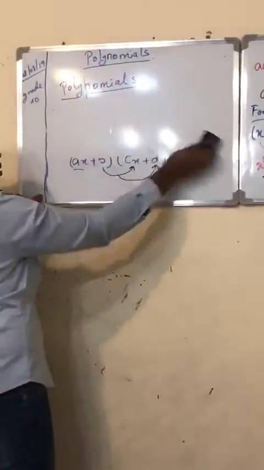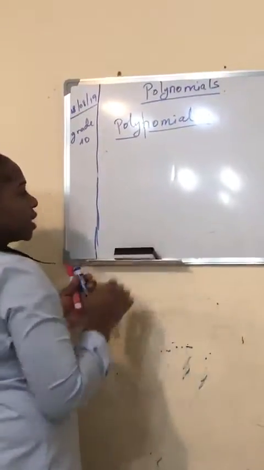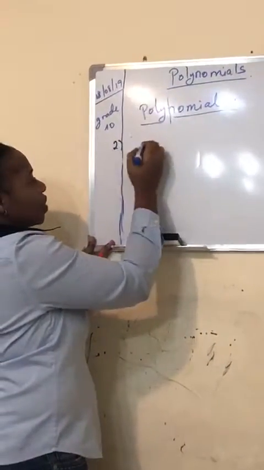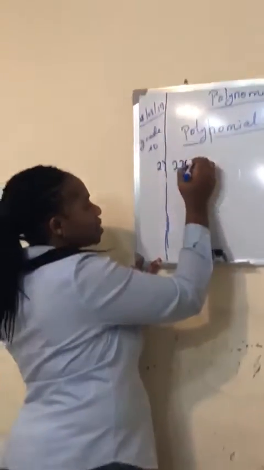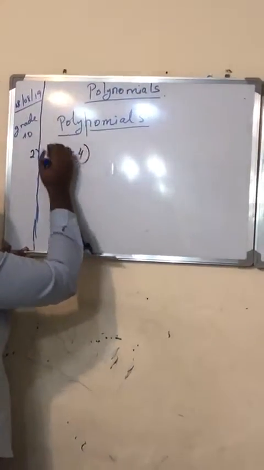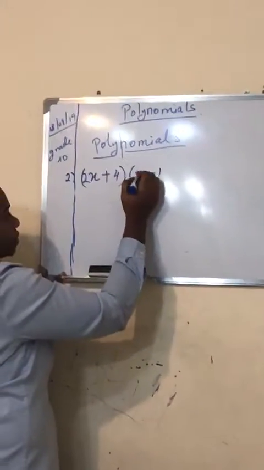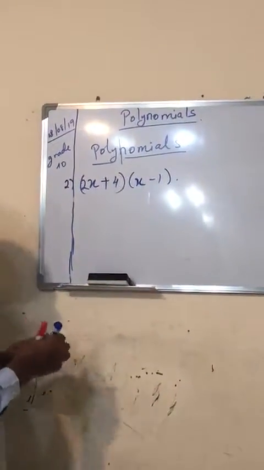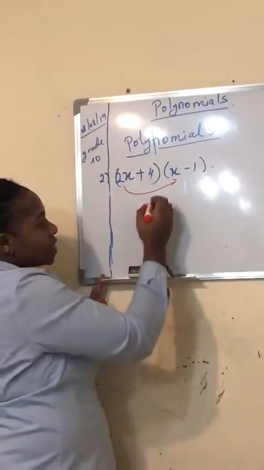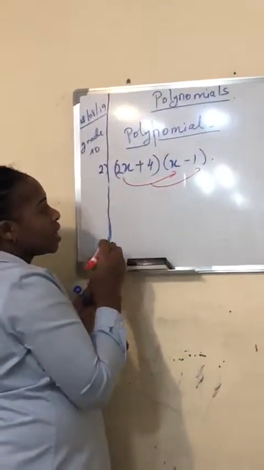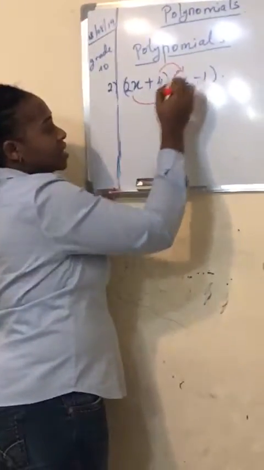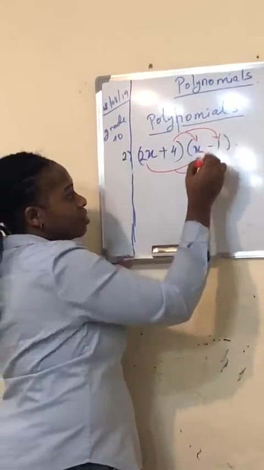Let's take a second example on how to multiply two polynomials. So we have, for example, example 2: 2x plus 4, bracket, x minus 1. The same principle applies: take the first term and multiply it, then the second term, and the next second term in the first bracket multiplies the next, and the last term multiplies that.